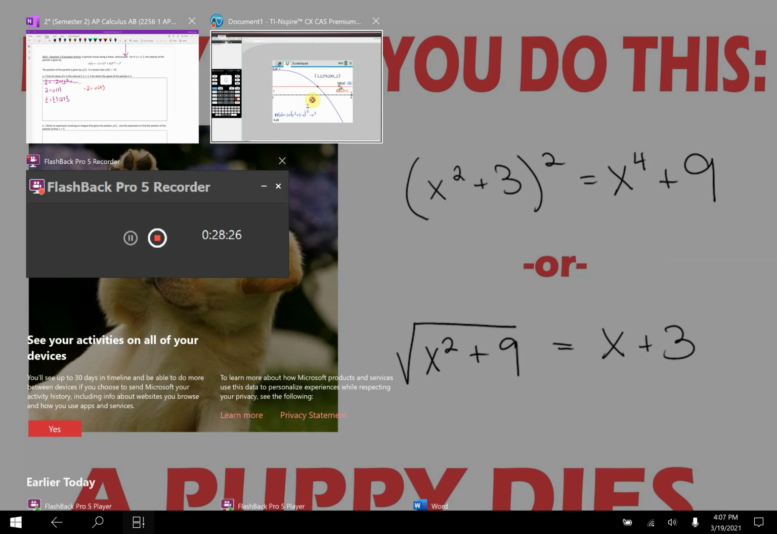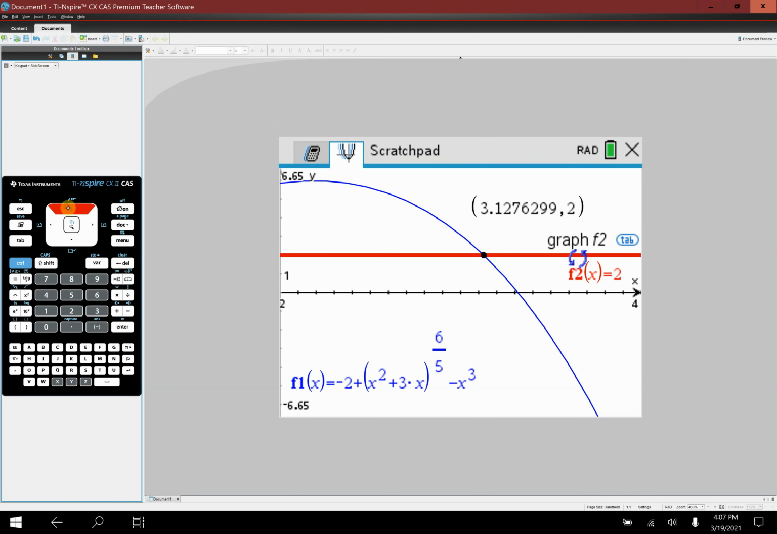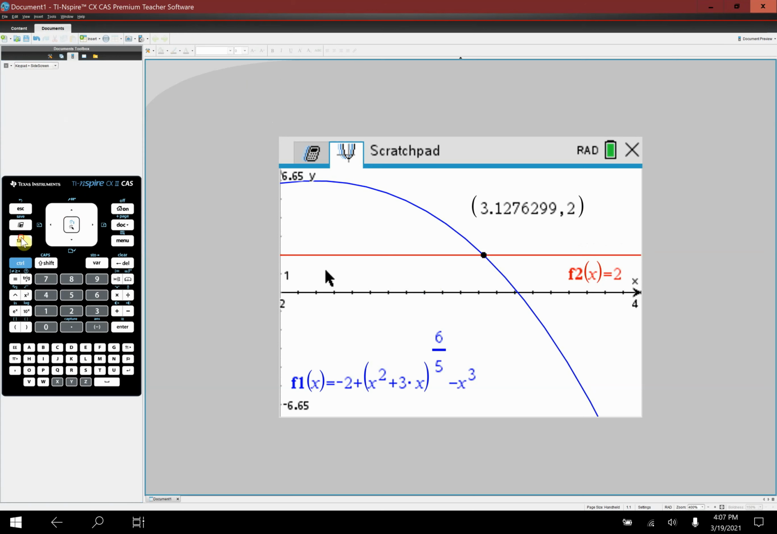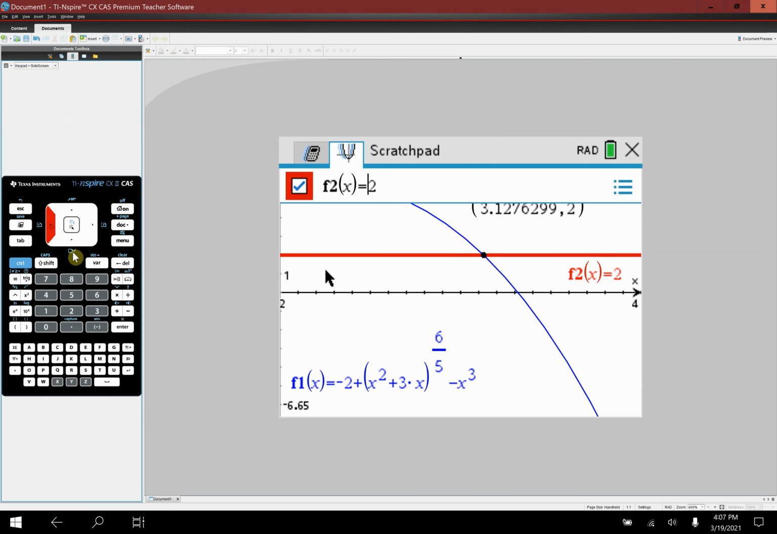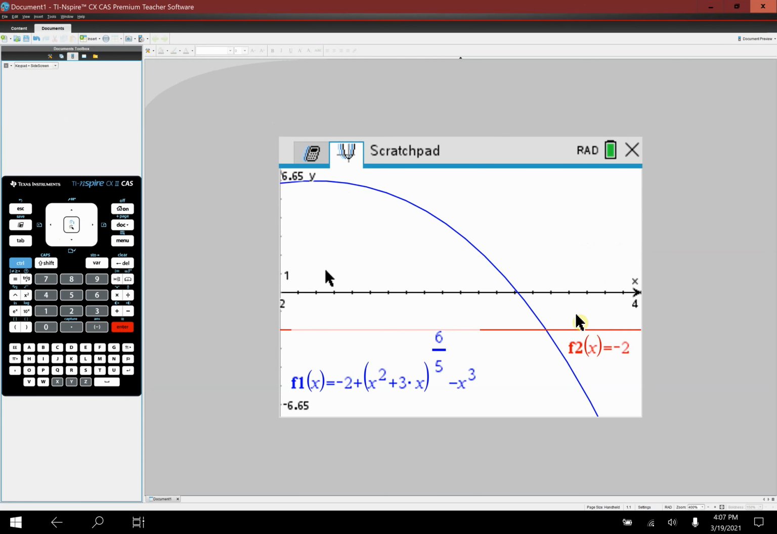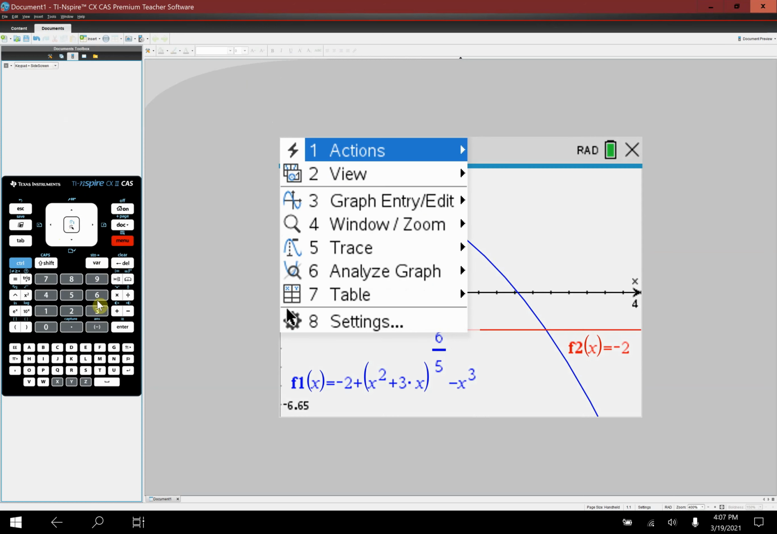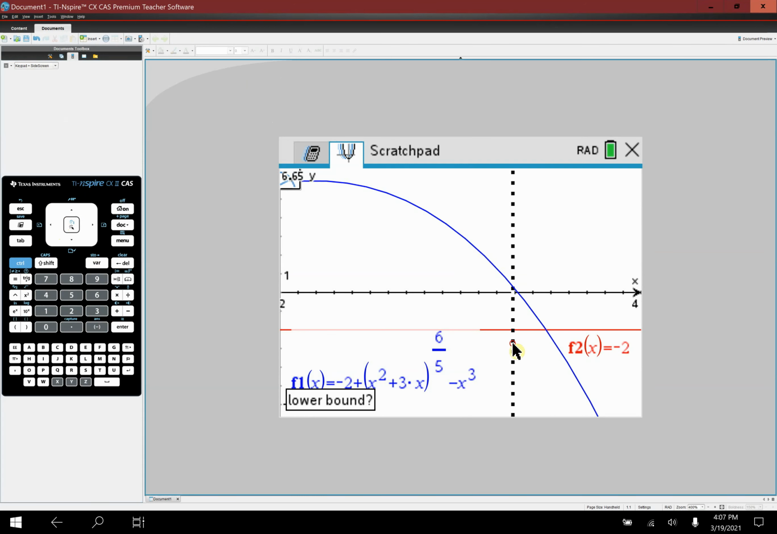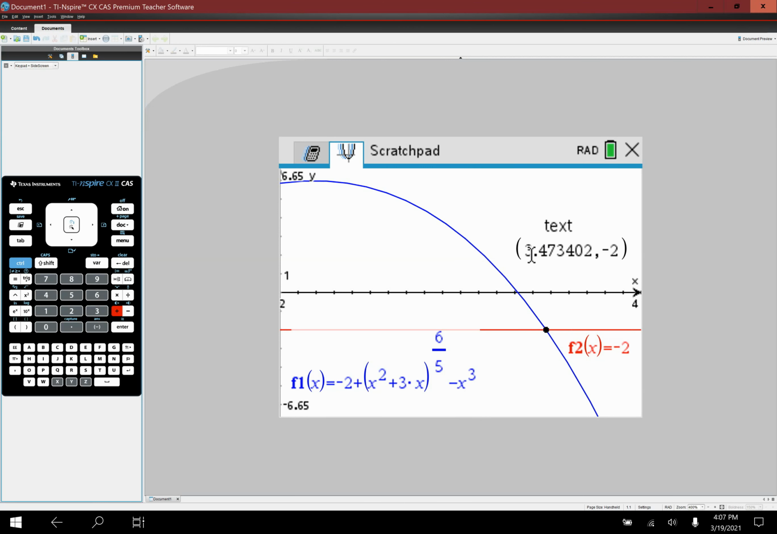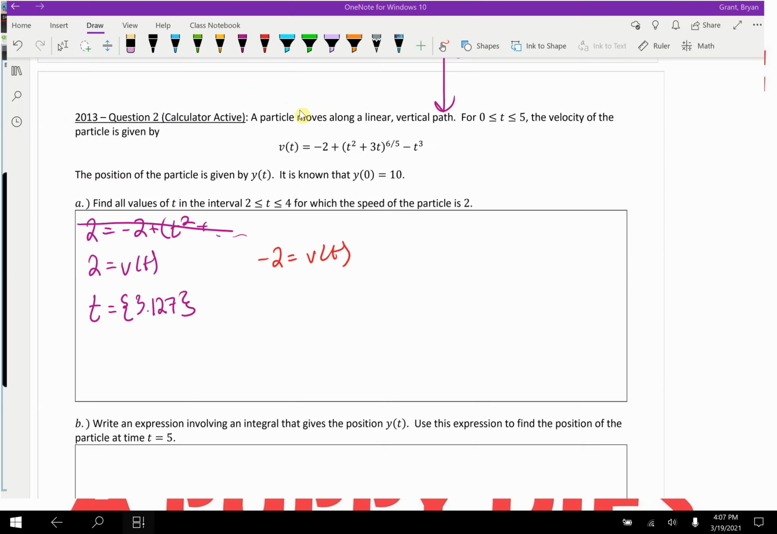So I'm going to go through. We're going to switch this up, tab, we're going to take this up and make this a negative 2. Now our intersection's down below, analyze graph, intersection, and we have our other answer, of course, remembering to hit that plus to get all three decimals, 3.473.